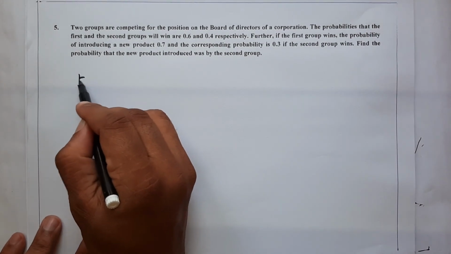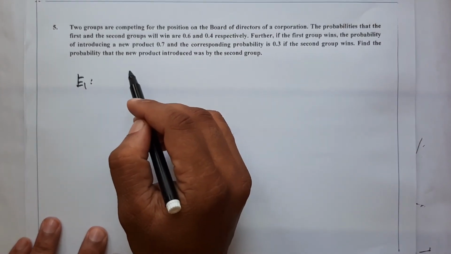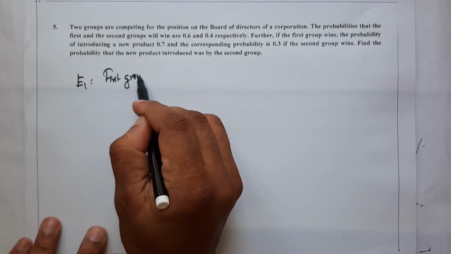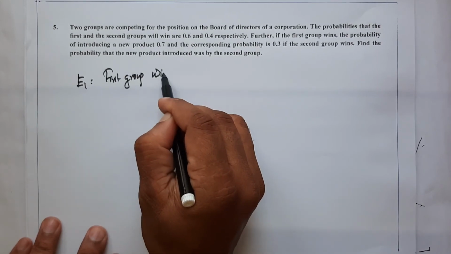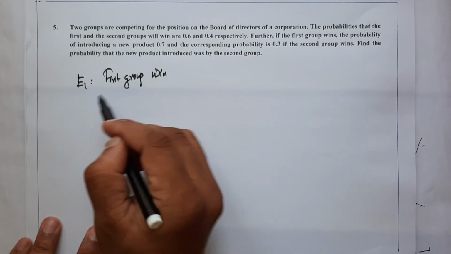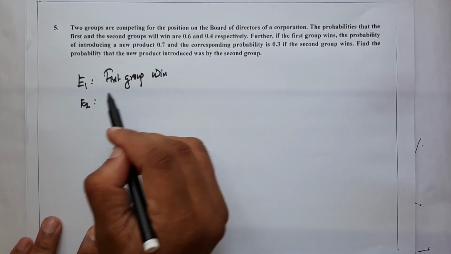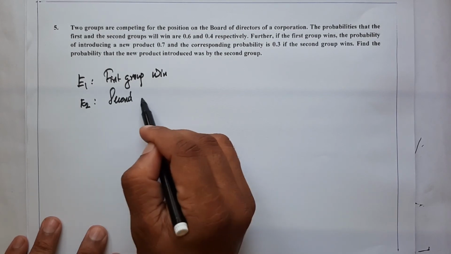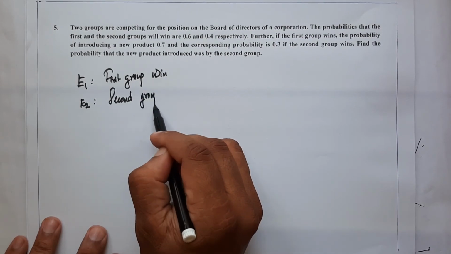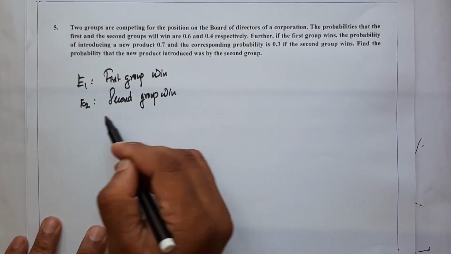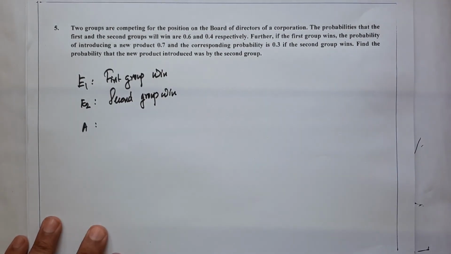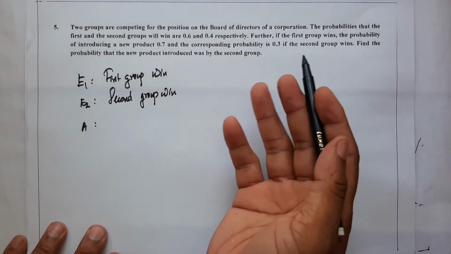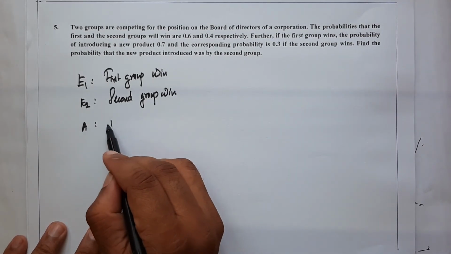Here you select E1 to denote the event that the first group wins, and E2 denotes the event that the second group wins. And A denotes the event that a new product is introduced, because a product has already been introduced, that is, introducing a new product.